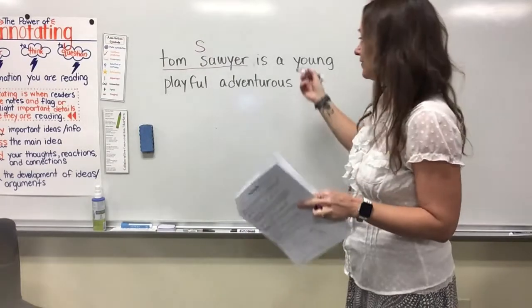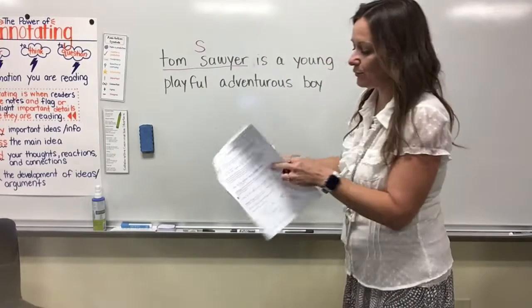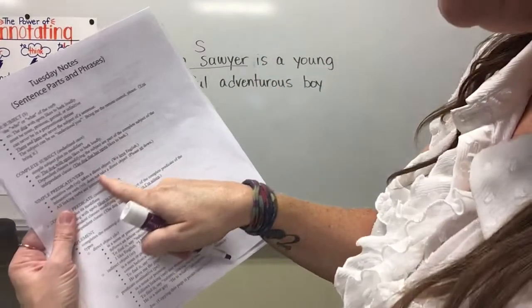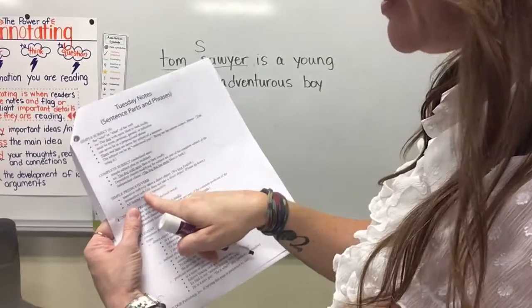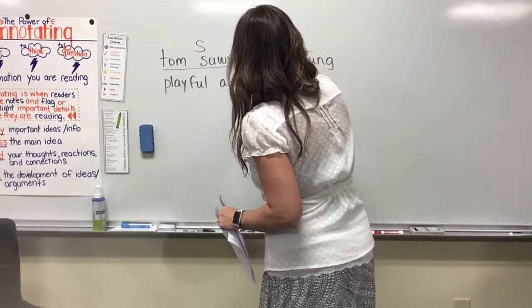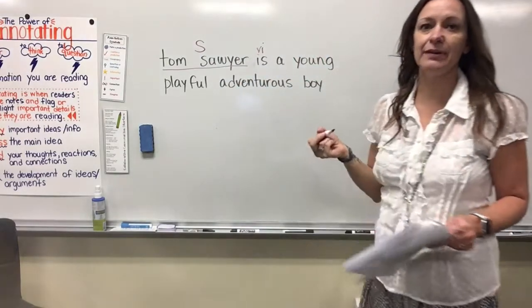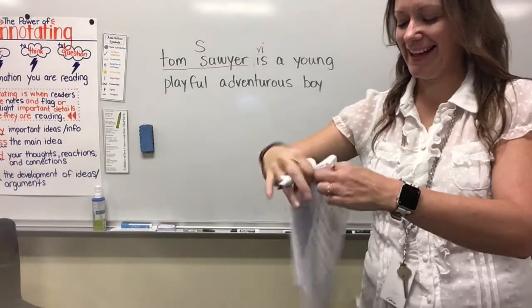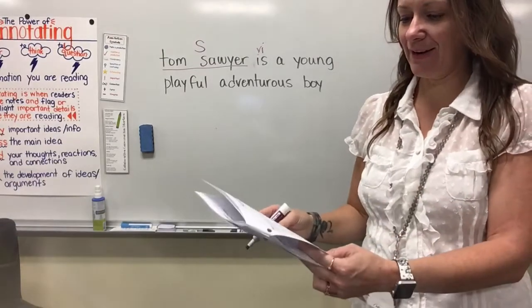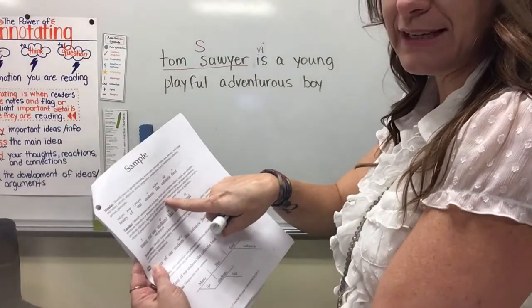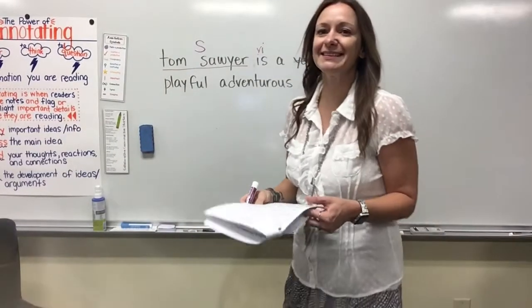It's an intransitive verb. So if you look on your cheat sheet, intransitive verb, because it does not take a direct object, is VI. So we'll put a VI over our intransitive verb. I'll give you a second to do that. And then let's look back at our sample page and see what else we need to do here.